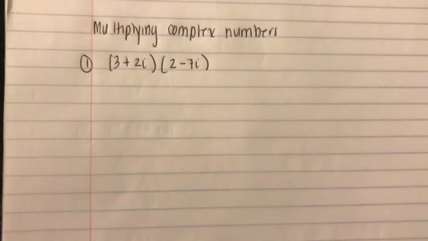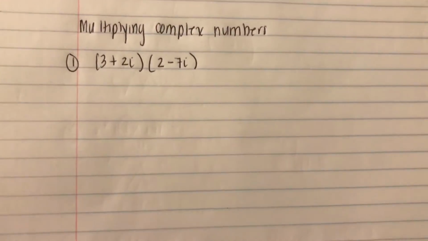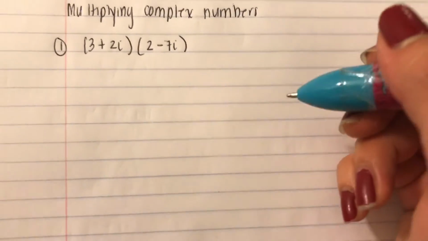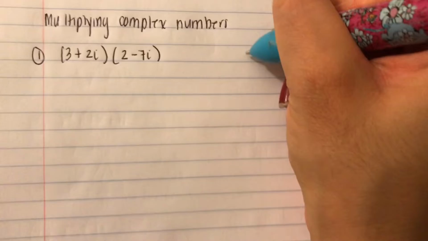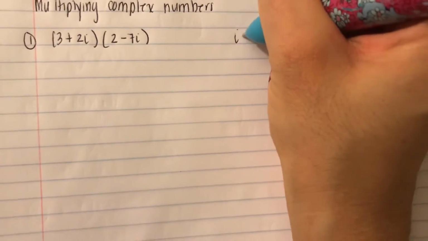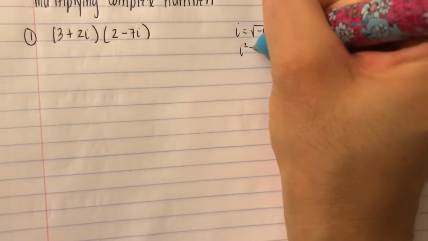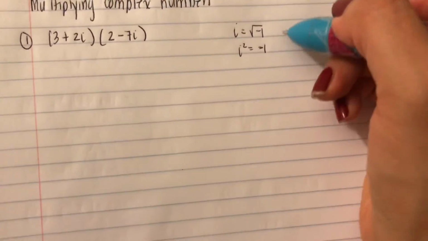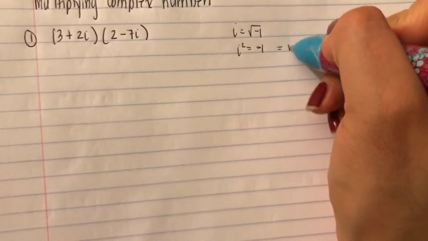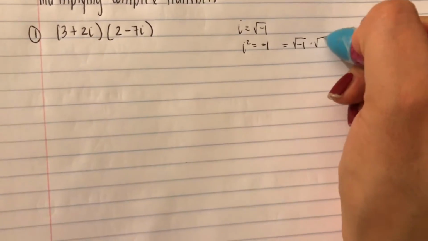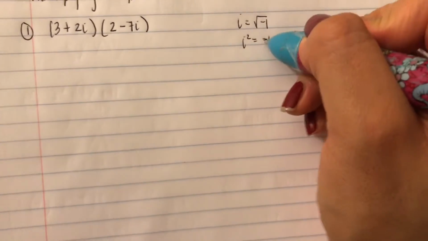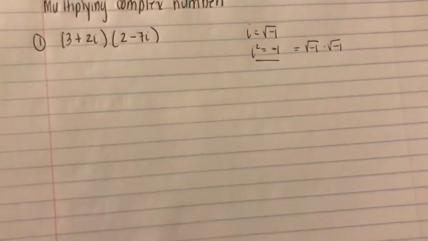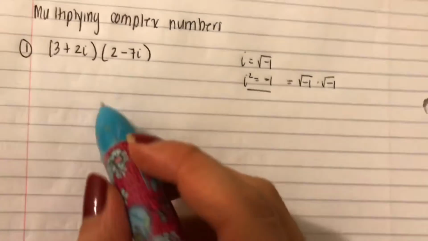So what I'm going to do here now is I'm going to multiply a set of complex numbers. Before we do anything, I am going to give you a little reminder that i has a value of the square root of -1, and i squared has a value of -1. That is because i squared is the same thing as the square root of -1 times the square root of -1, which in the end gives me a value of -1.